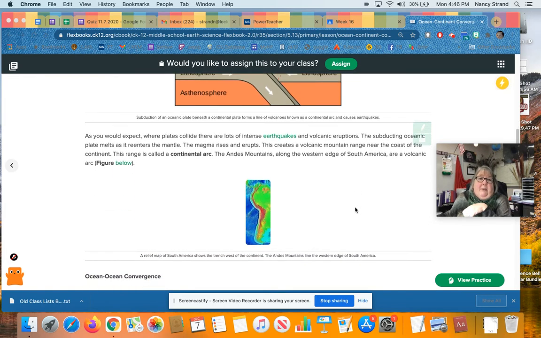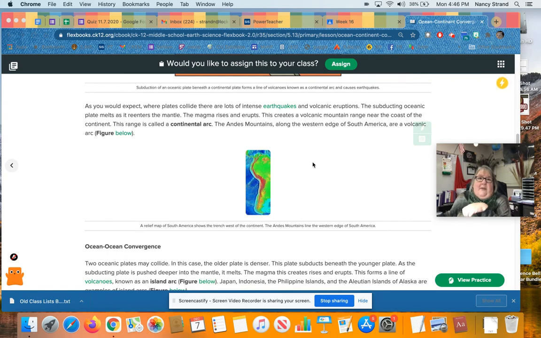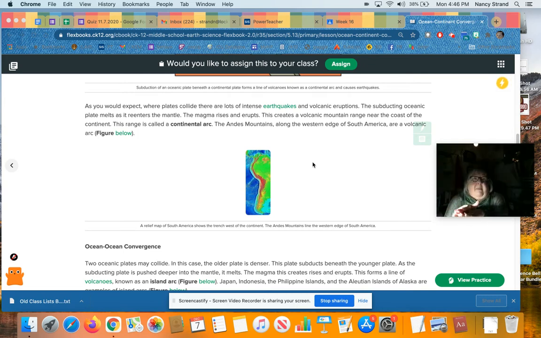As you would expect, where plates collide, there are a lot of intense earthquakes and volcanic eruptions. The subducting oceanic plate melts as it re-enters the mantle, or it gets recycled. The magma rises up and erupts. This creates a volcanic mountain range near the coast of the continent. This range is also called a continental arc. The Andes Mountains in South America, kids, are a volcanic arc.